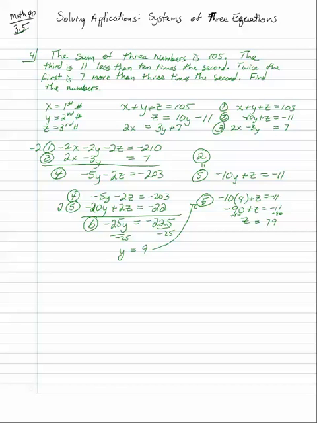Okay, now we have y and z. So plug those into equation 1, 2, or 3 to find the remaining variable. So let's take equation 1 and plug in x, we don't know, y is 9, z is 79, solve it for x. Subtract 88, x is 21.